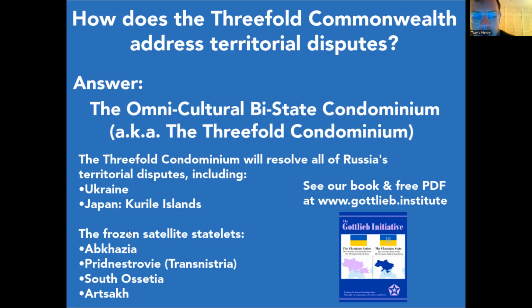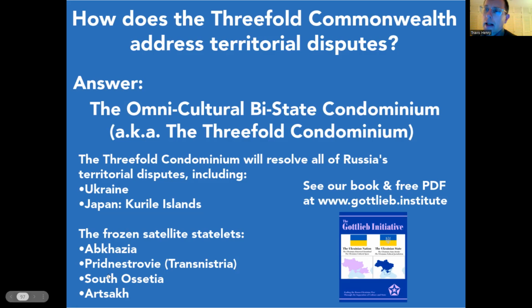And the same principles apply to these satellite states: Abkhazia, Pridnestrovia, in other words Transnistria, South Ossetia, Artsakh. These are all republics that Russia has supported, and they're functionally independent, and most of them are recognized by Russia and Russia's allies. Americans and Westerners have hardly ever heard of them. I myself have been to Pridnestrovia, and I walked the whole land, north, south, east, and west. Thankfully, it's a small country, so it only took a couple of weeks. And I spoke with the leadership there about this threefold commonwealth idea, and they suggested I come back and speak to the University of Tiraspol there.